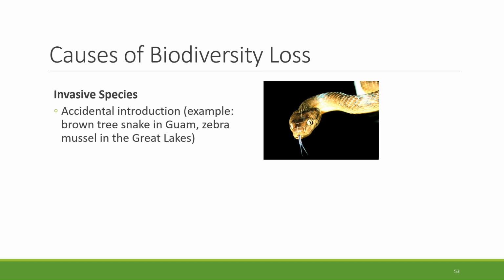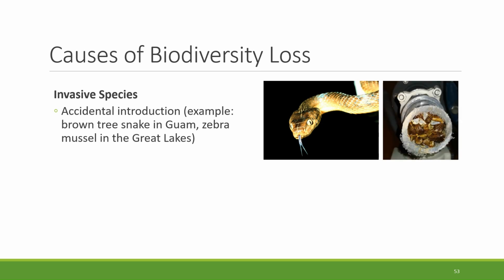Another example is the zebra mussel, which was accidentally transported from Europe to the Great Lakes via ship. And zebra mussels have not only outcompeted native species of shellfish in the Great Lakes, but they've also led to huge costs dedicated to cleaning up pipes and waterways because they'll colonize them and block them, as you can see in the upper right-hand photo.